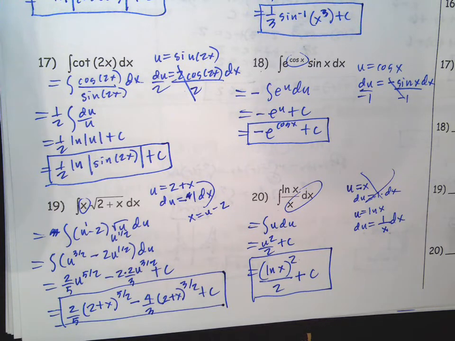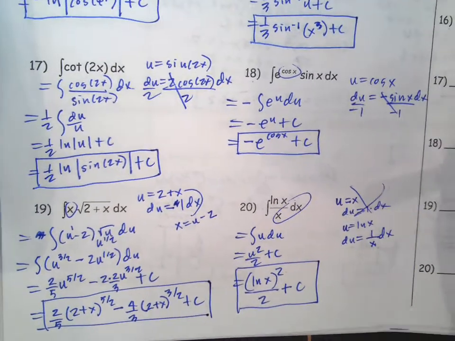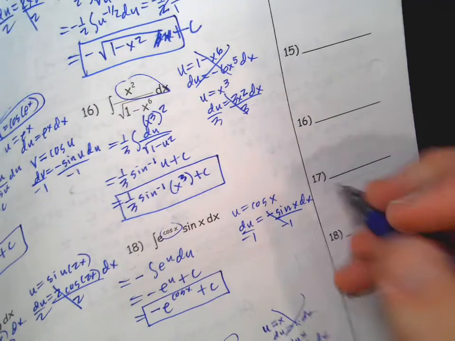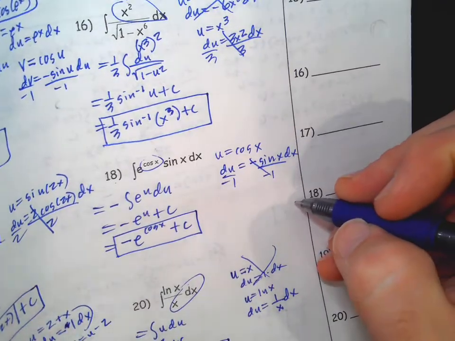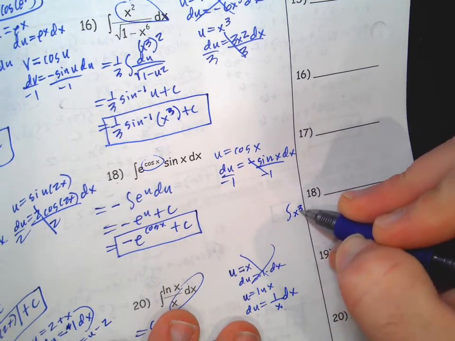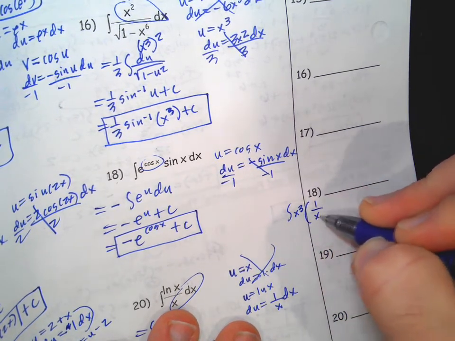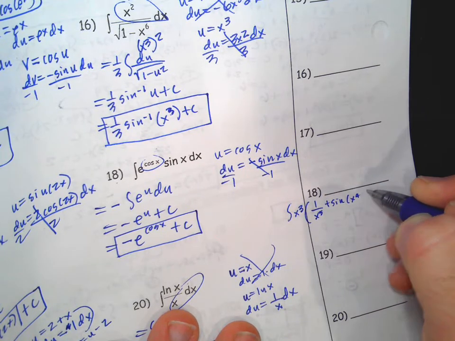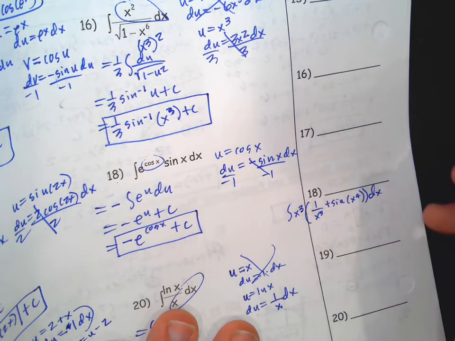Thinking about giving you guys a quick little bonus problem here. Let's see if we do this. I'll just squeeze it in right here. You can do it on another piece of paper if you want. What if I gave you x cubed times 1 over x to the 5th plus sine x to the 4th? How would you do this problem?